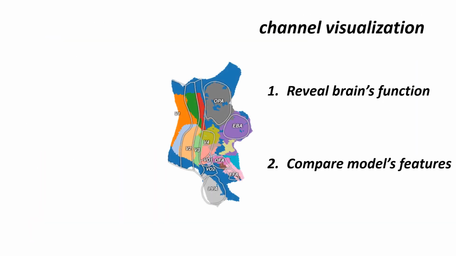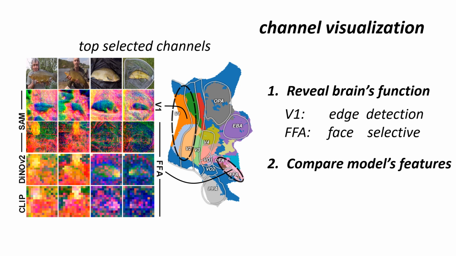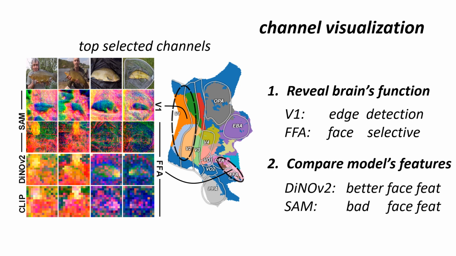We can also use the known function of brain regions to visualize the selected channels. For each brain region, we generalize across all voxels inside their channel selection weights into three principal vectors. The top three PCs create an RGB image of the channel response. From this feature map, we can see V1 selected edge detection features and FFA selected face features. We can also compare channel visualization across different models to see how well they captured semantic information.